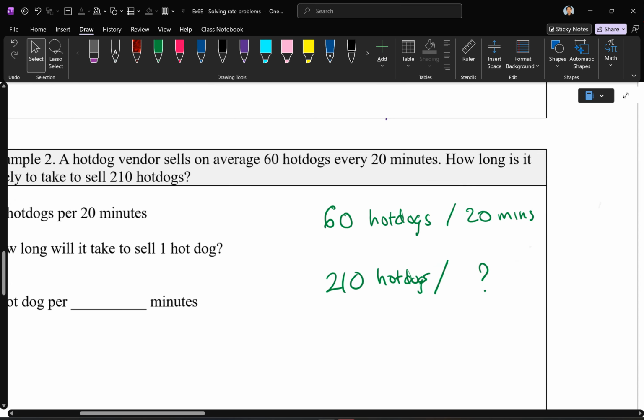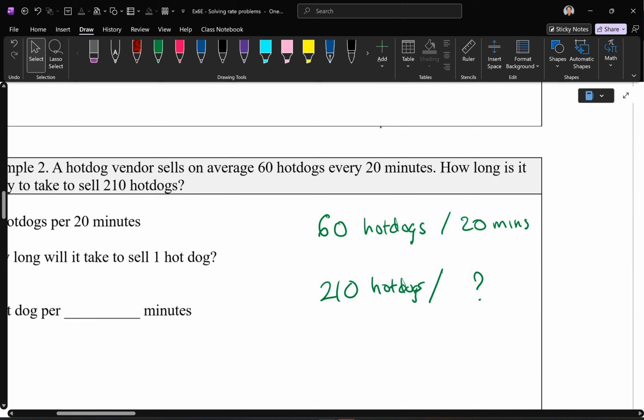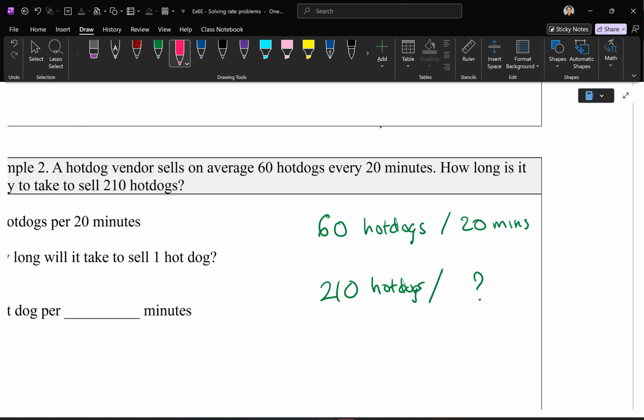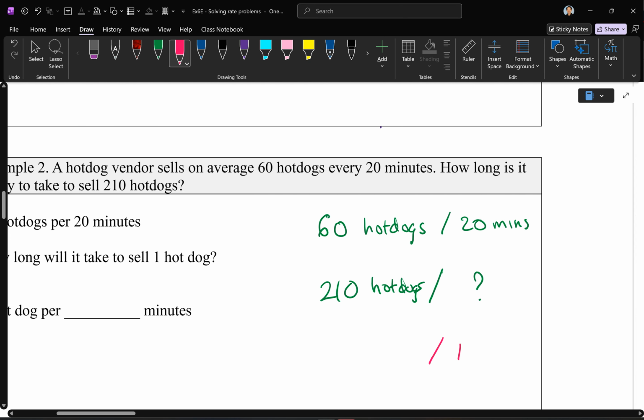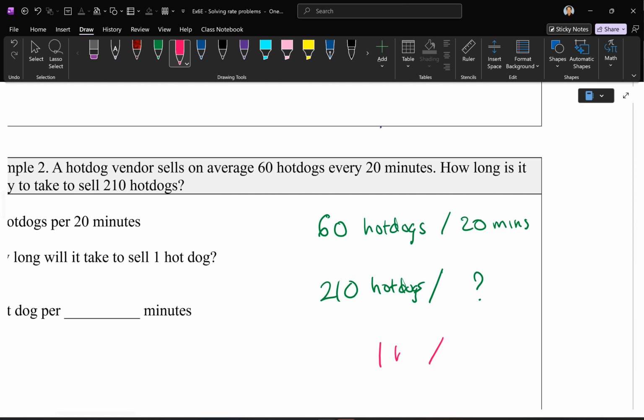Now, most students... So how long will it take to sell one hot dog? Yeah, there's a lot of ways to do this. This is very good. So you could work out how long it takes to sell one hot dog, and once you know how long it takes for one, you can then work out for 210. You could also do another way. You can actually work out the ratio: 60 times what gives you 210, and 20 times that factor.